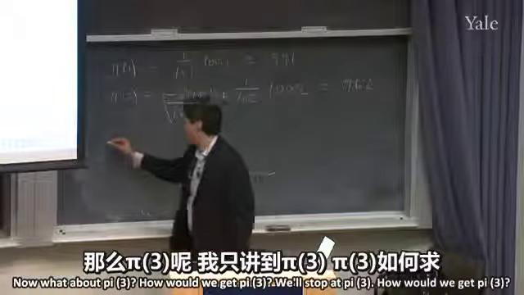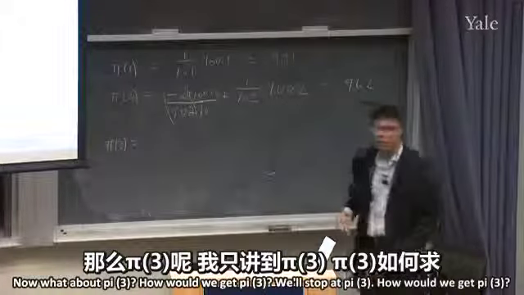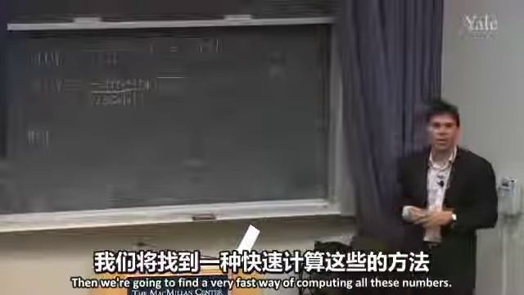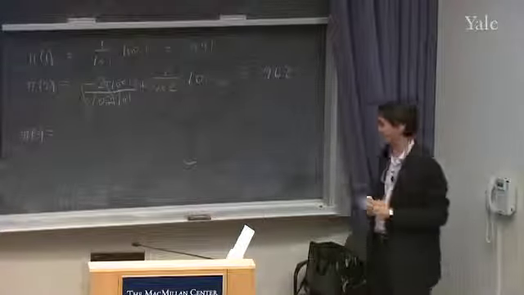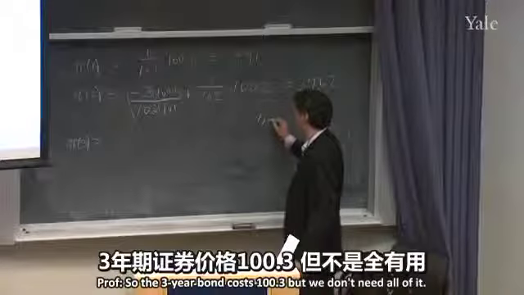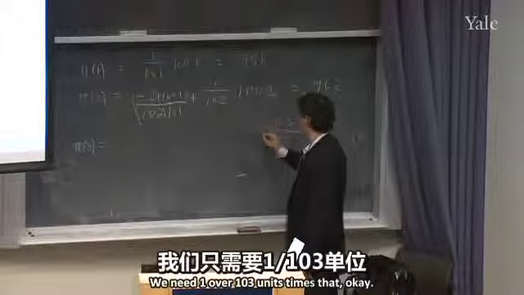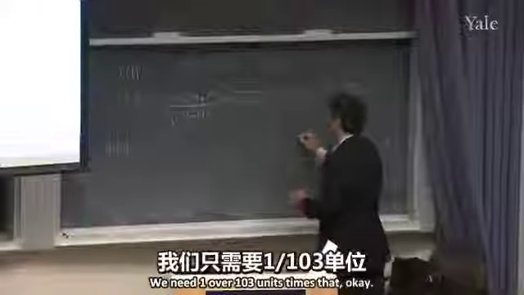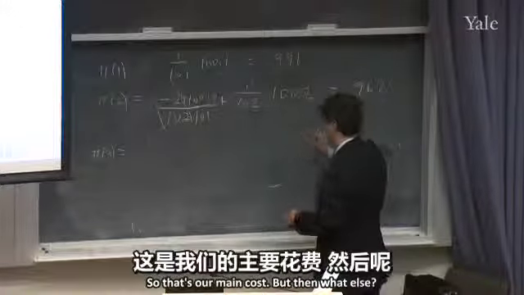Okay, now what about pi 3? How would we get pi 3? We'll stop at pi 3, and then we're going to find a very fast way of computing all these numbers. What's pi 3? How would you get that? Yep. So the 3-year bond costs 100.3, but we don't need all of it. We need 1 over 103 units times that. Okay, so that's our main cost.